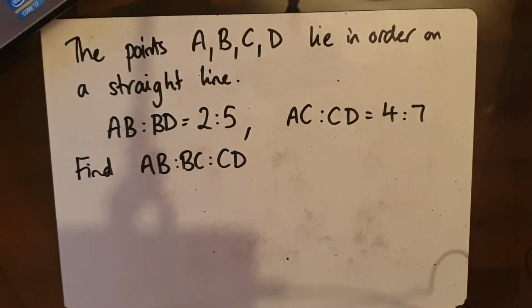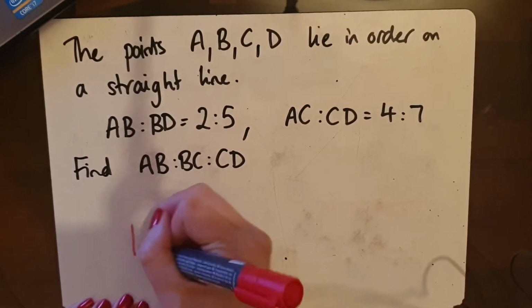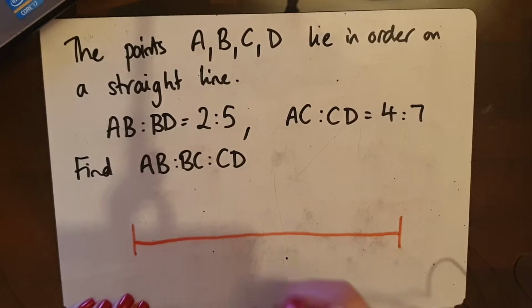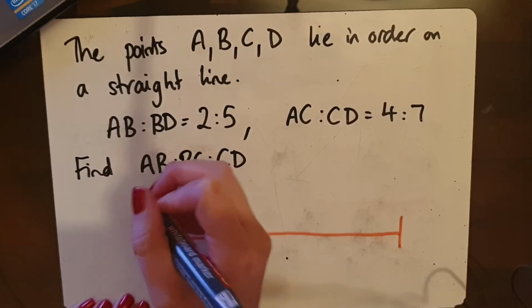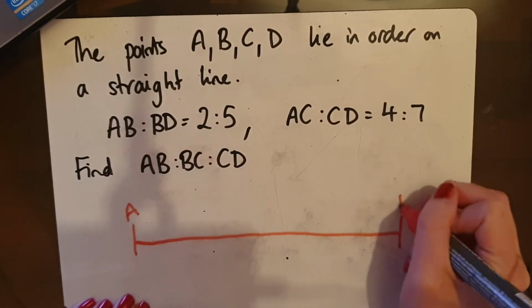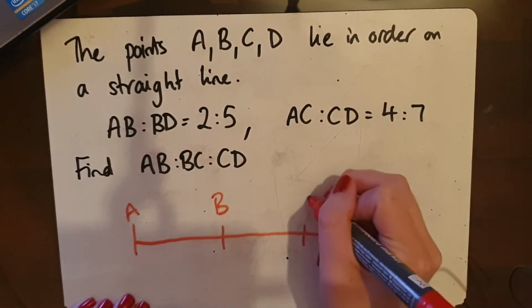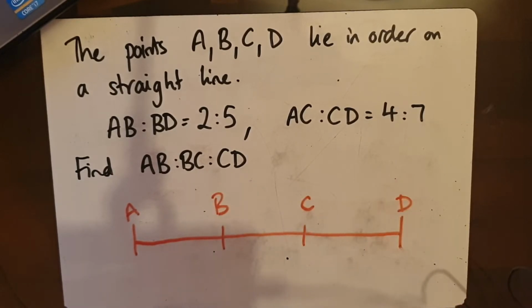Now, for this type of question, I actually think the easiest thing to do is to draw a diagram. So I'm going to draw a straightish line on a Miss Sturgis special. I'm not very good at straight lines. And it doesn't matter if it's to scale at all. I'm just going to draw the 4 points. So I've got A, B, C and D.